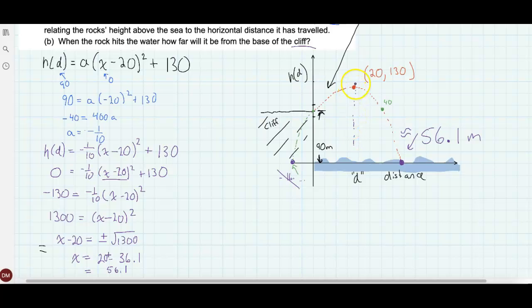Because this is 20 meters here at the vertex, so when we get back to the cliff height, which is 90 meters, we're already at 40. And then it's going to drop another 90 meters, and it's obviously carrying on that same kind of momentum, and then eventually hits the water. So about another 16.1 meters from that point. All right. Nice question.